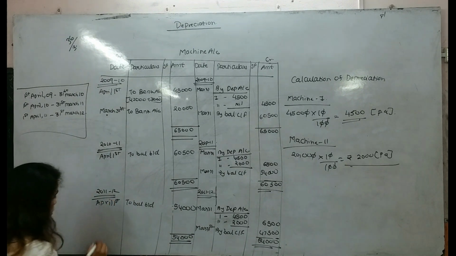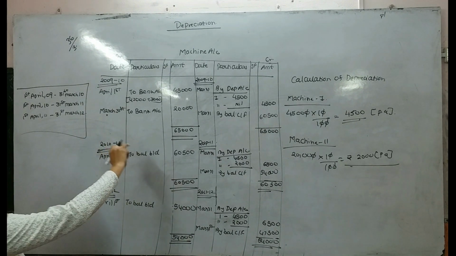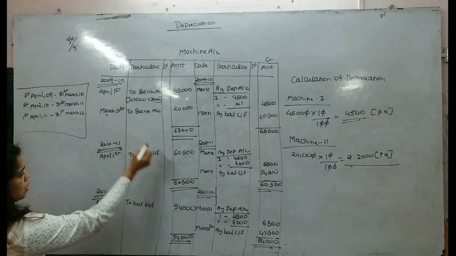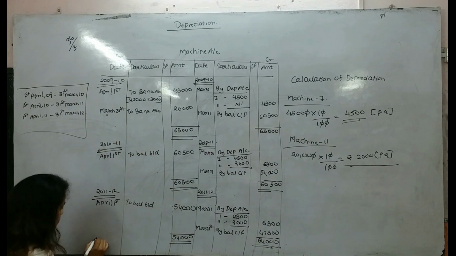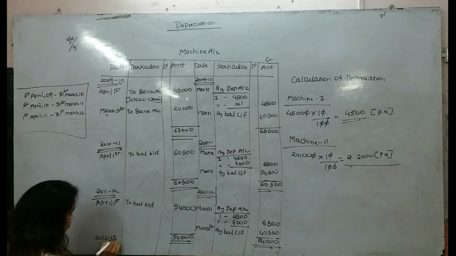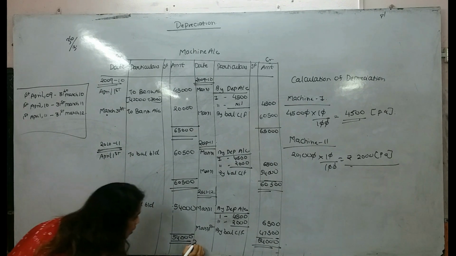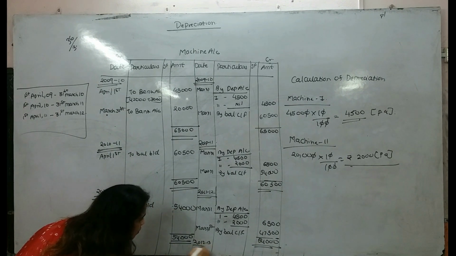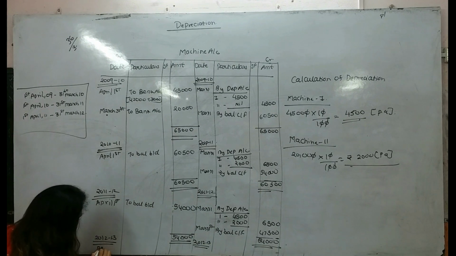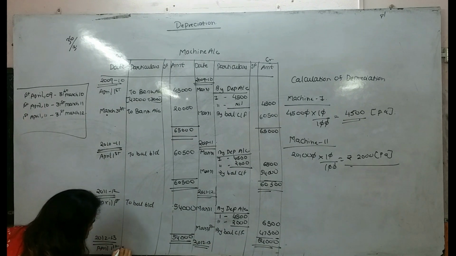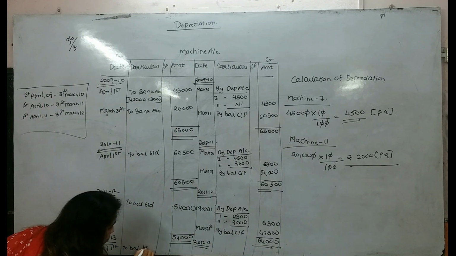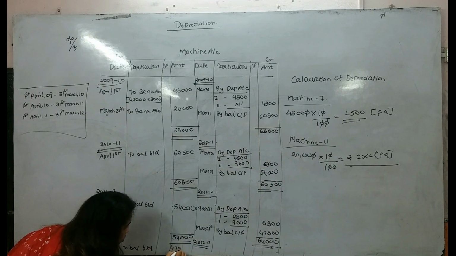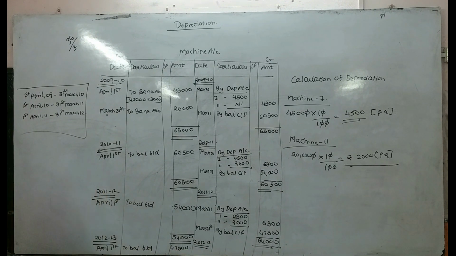Now they have asked us to prepare the machinery account for 3 years. First year done, second year done, third year done. We will just do the beginning of the fourth year and we will leave this sum here itself. April 1st, we will just record the opening balance, to balance brought down, 47,500, and we are done with this sum. This was problem number 3.